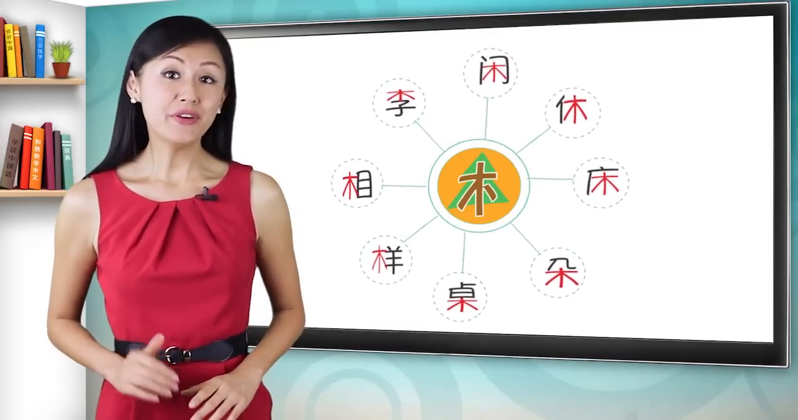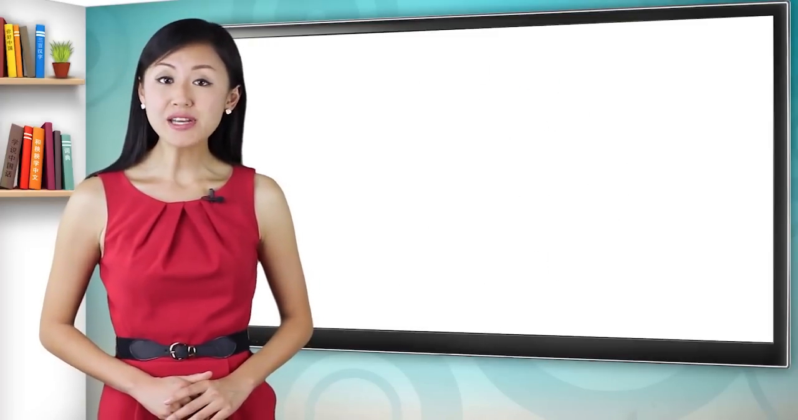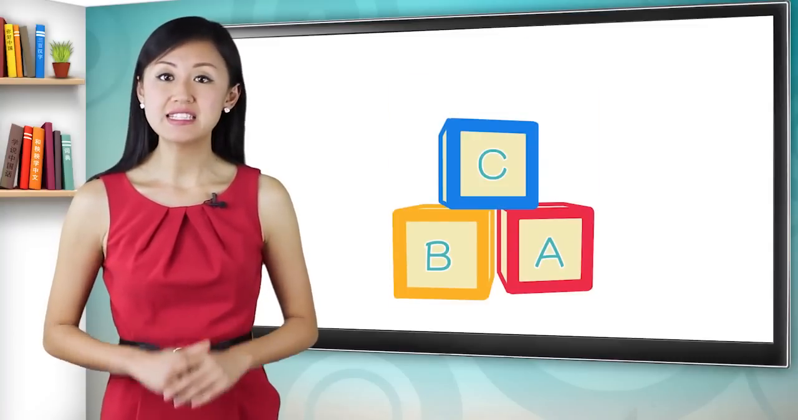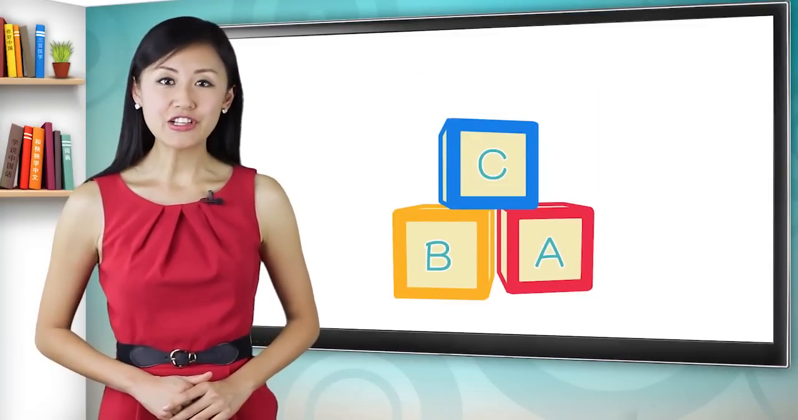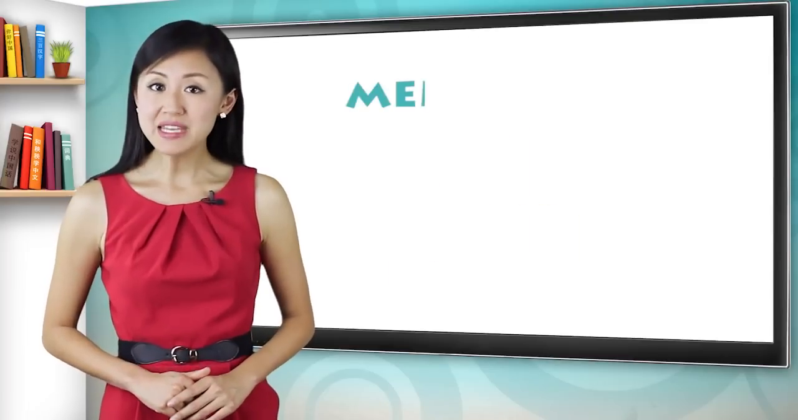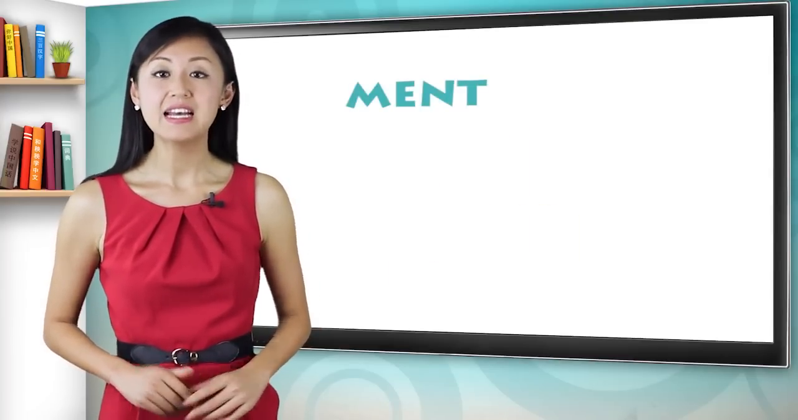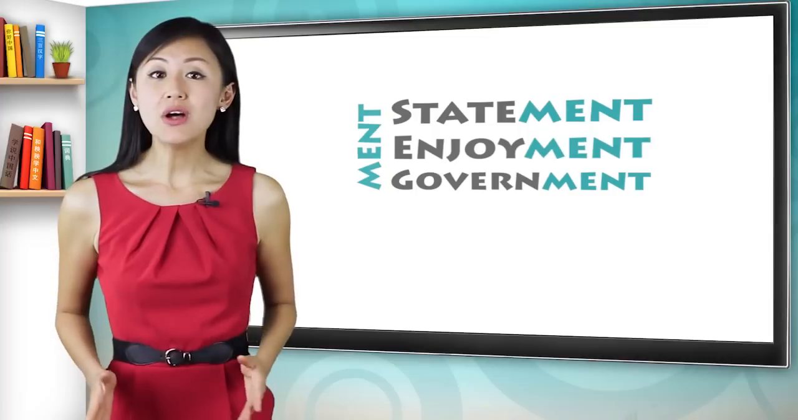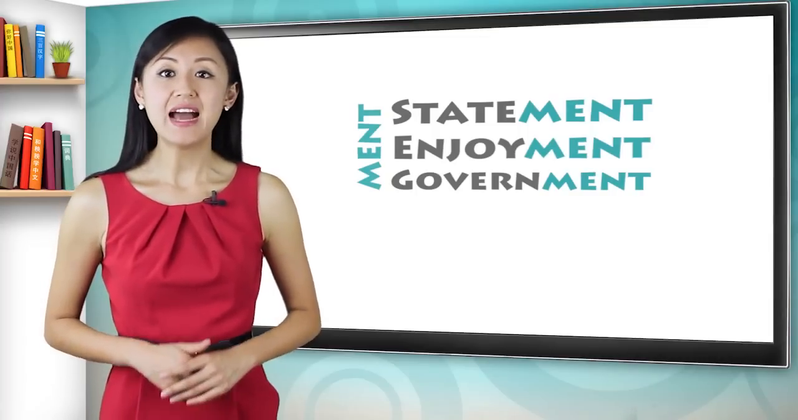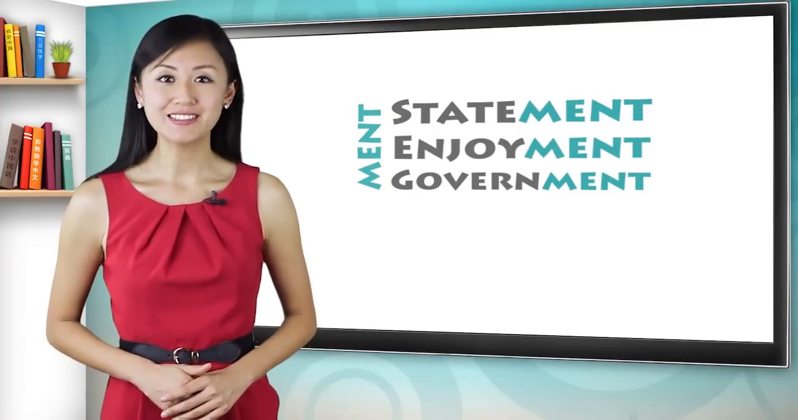Just to help you better understand this building block nature of Chinese characters, let me point out similar building blocks that exist in English as well. When I first started learning English, I didn't realize that "ment" was a common component that can be seen in words like statement, enjoyment, and government. It wasn't until I learned several of those words that I noticed the pattern. I wish someone had pointed out to me earlier.